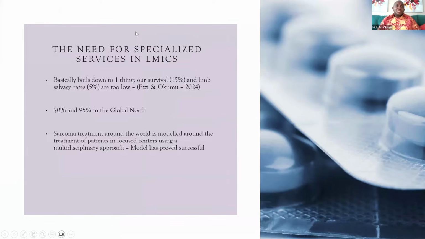And so what's the issue in low and middle income countries? Basically, it boils down to one thing: our survival rates and limb salvage rates are too low. I'm quoting statistics here from a recent study we did, where our survival rate in our local setting at KNH was only 15%, and we only do limb salvage 5% of the time. And this is in contrast to the other part of the world where survival rates are above 70%, and 95% of the time you're able to do limb salvage surgeries.